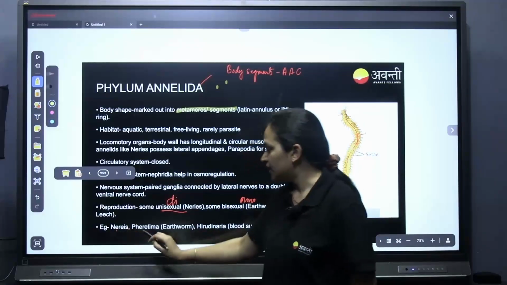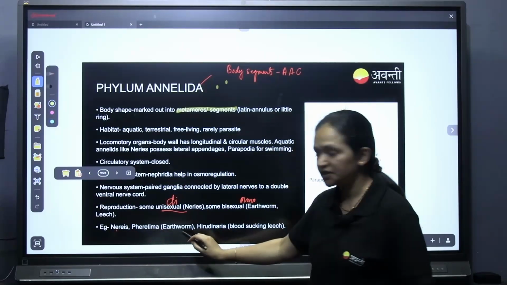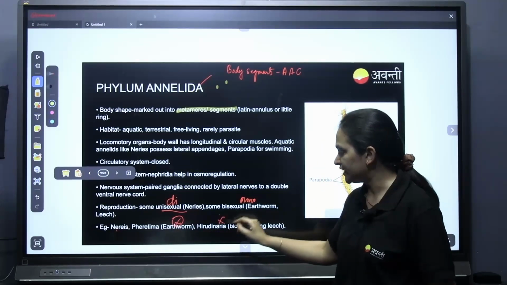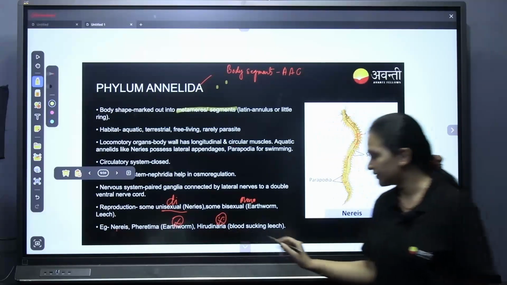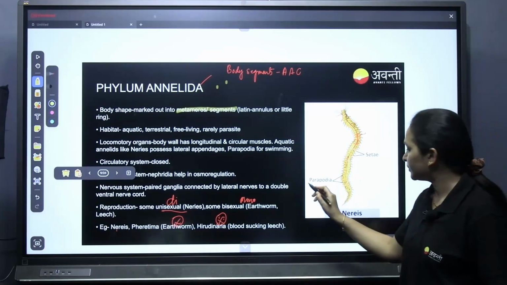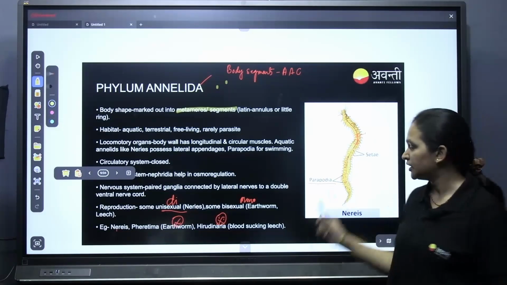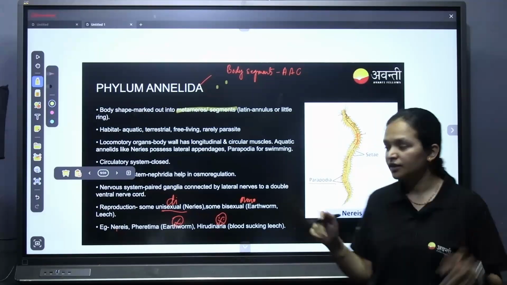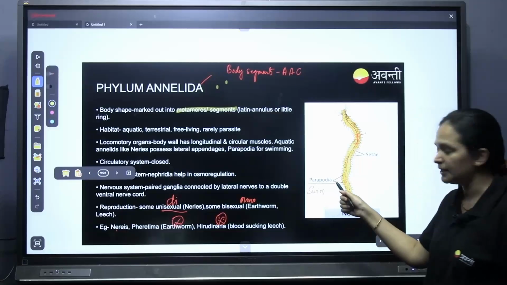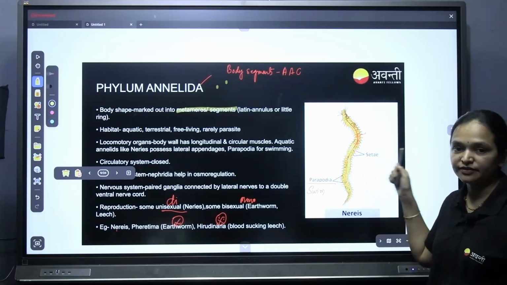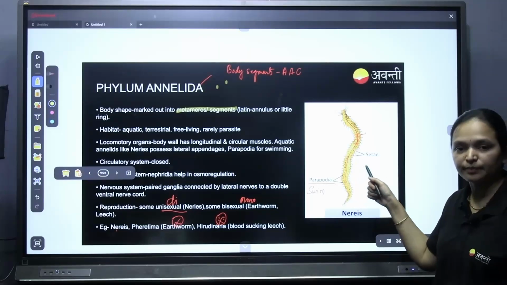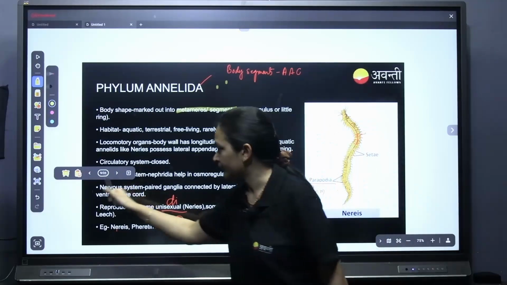Example is Nereis. Pheretima, that is earthworm, has been a previous year question. Hirudinaria, that is the leech, has also been a previous year question. This is important in this one. Another important thing is parapodia. These are the structures which help in swimming. Parapodia help in swimming, and where can we see parapodia? In annelids we get to see parapodia.